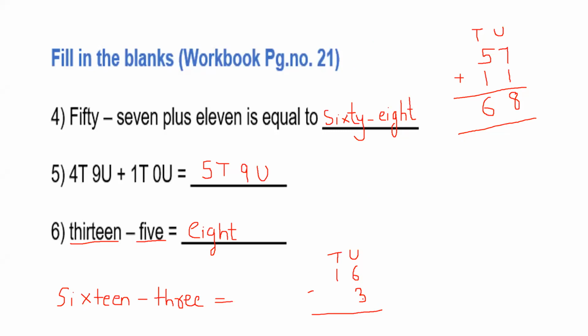Take 3 in your hand. Use your fingers. Count before 16. Before 16, what comes? 15, 14, 13. What is the answer? 13. Tell me the spelling of 13. T, H, I, R, T, double E, N, 13.